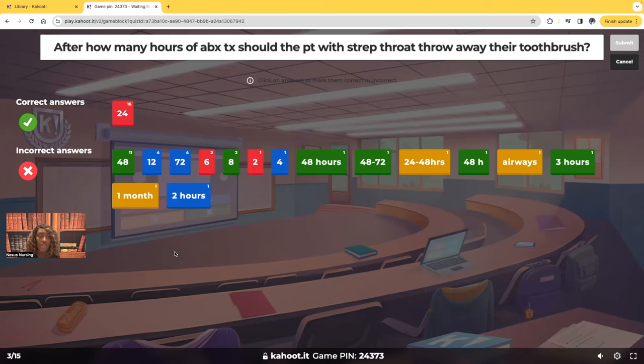Every time they brush their teeth, they're going to keep reinfecting themselves. So after they've been on that antibiotic for a full 24 hours, we expect them to throw away that toothbrush. That's what you're going to teach a patient to do, and use a new one. By the way, when it comes to strep throat, remember, guys, you expect the patient to be on something like penicillin, amoxicillin. If the patient's allergic to penicillin, you would expect them to be on something like erythromycin or azithromycin, all right? Okay, next question.